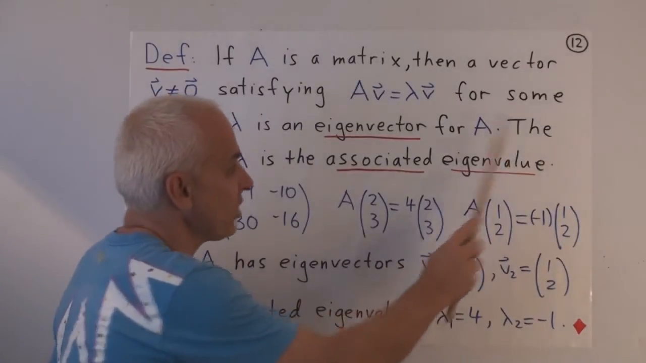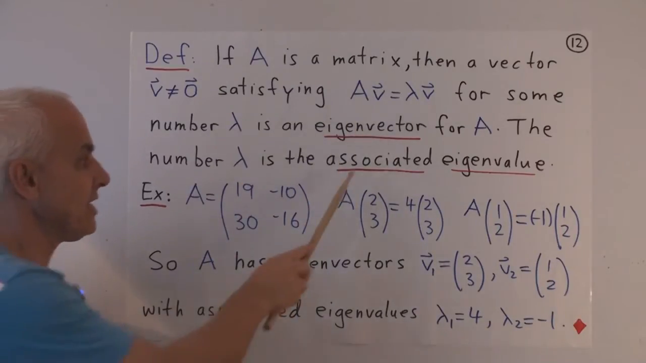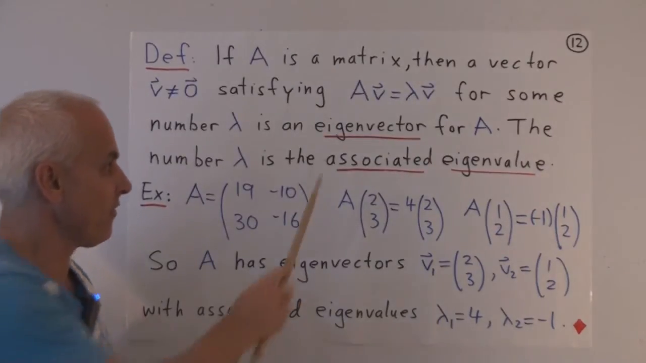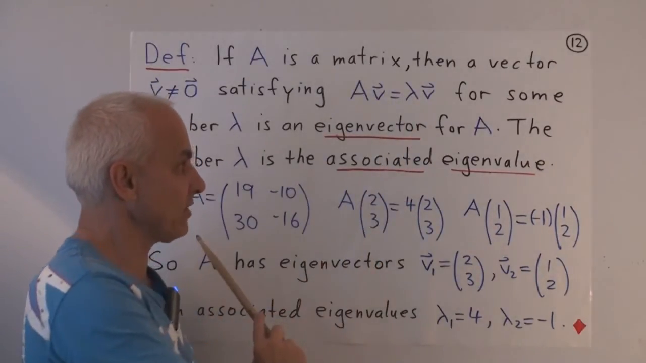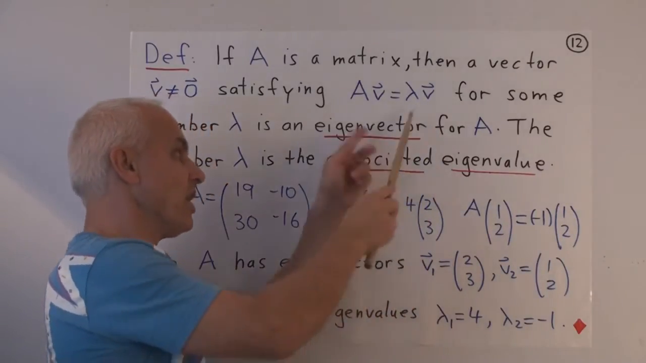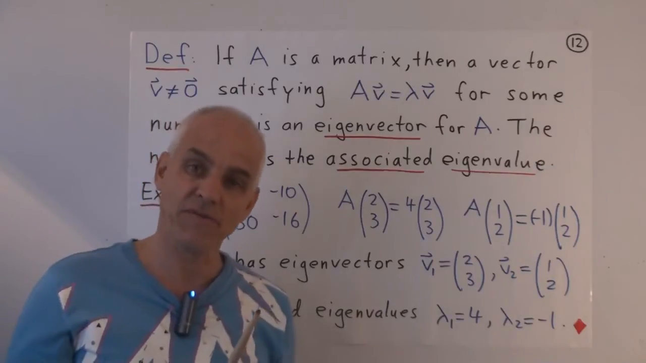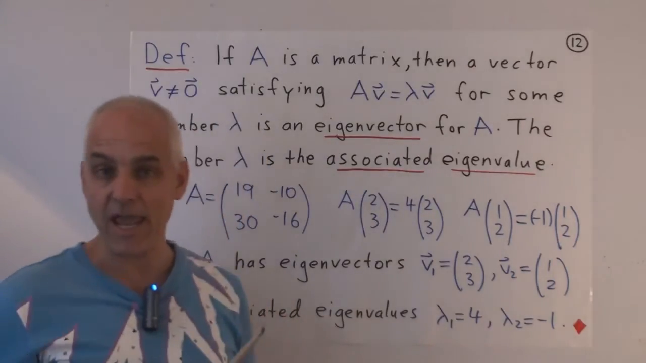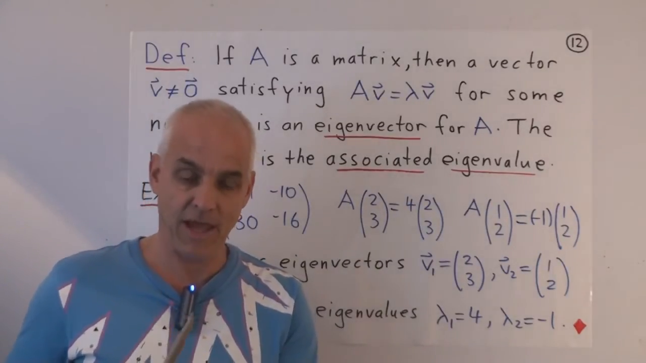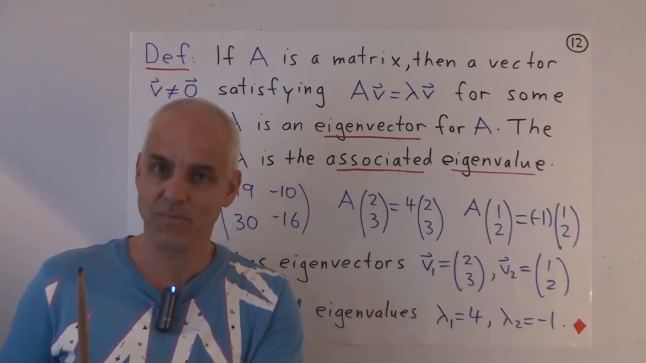And then, associated with that, the number lambda that appears in this equation is the associated eigenvalue. So the vector V is the eigenvector, and the number lambda is the eigenvalue associated to the eigenvector V. And we saw in the previous example that a given matrix A can have several eigenvectors. And for each one of those eigenvectors, it's going to have an eigenvalue.